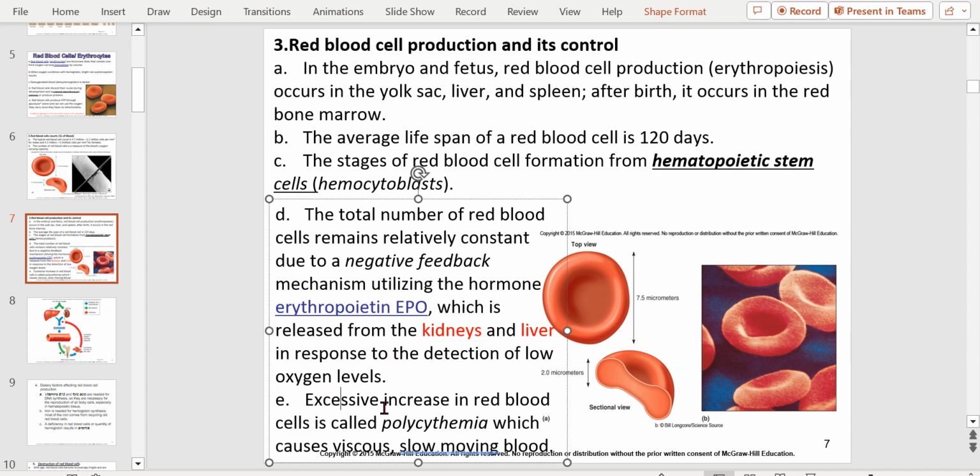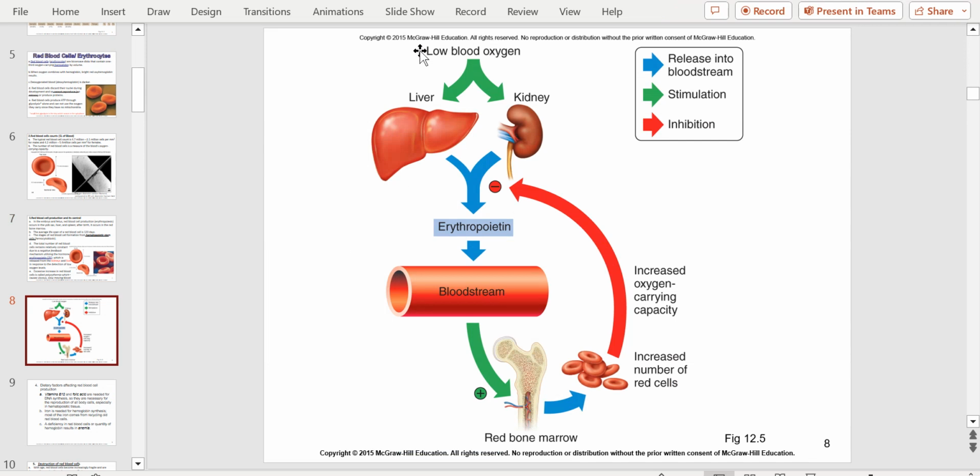Excessive increase in RBCs is called polycythemia. The opposite is anemia. Low blood count, anemia; excessive RBC count, polycythemia. And you see what's going on here. Low oxygen is detected in the blood. It sends a message to the kidneys and the liver. Kidneys for sure make erythropoietin, the hormone, which goes into the bloodstream, which then eventually makes its way to the red bone marrow, which then says, hey, kick up RBC production, which it does.